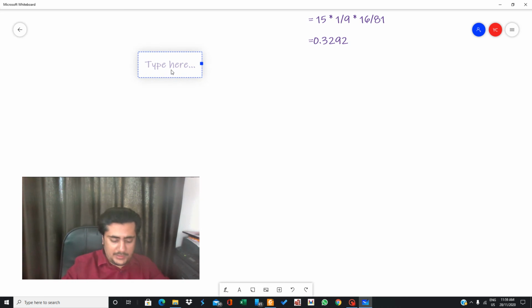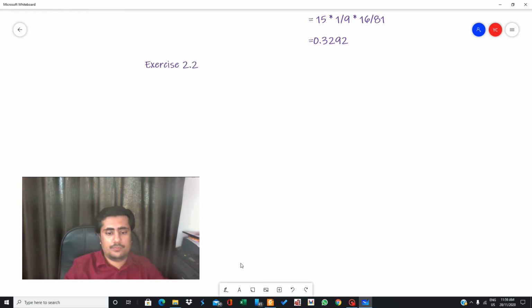So I am writing the question. It is from exercise 2.2, question number 5. Now what do you have in the question? You have n equal to 6, x equal to 2, and p equal to 0.6.